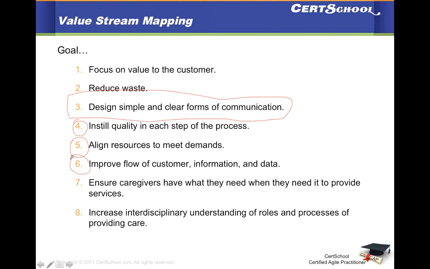Number 6, improve flow of customer information and data. Not only do you want to focus on the value to the customer, but you also want to make sure that that value is flowing very efficiently to the customer. Value can be in different forms, such as information, data, etc. So you want to make sure that not only your whole process is customer value focused, it is also very efficient.